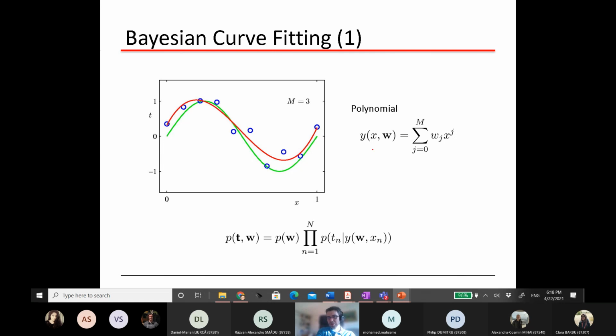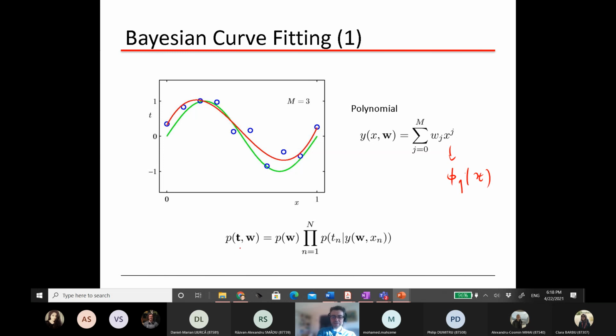So here we have a polynomial y of x and w. It's a linear polynomial model. But actually, instead of x to the power j, we could have any basis function. It could be something like phi j of x. So it's not only related to polynomial basis functions, it could be for any basis function. So this is a regressor function that we learn, y of x and w, where w are the weights.